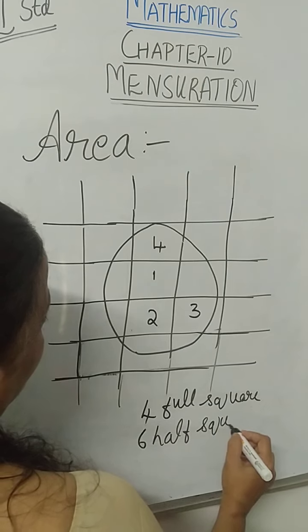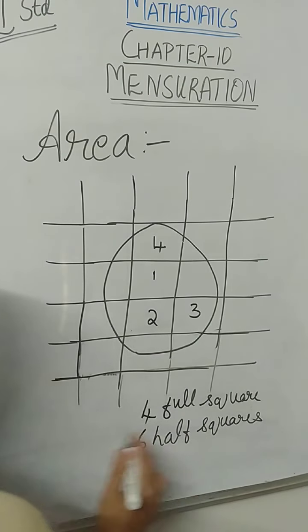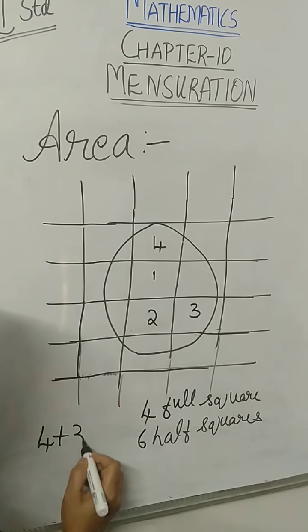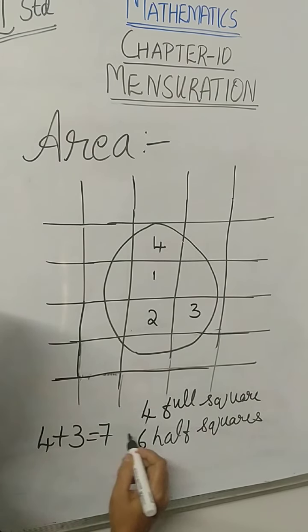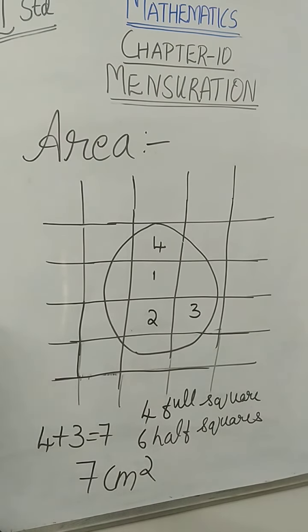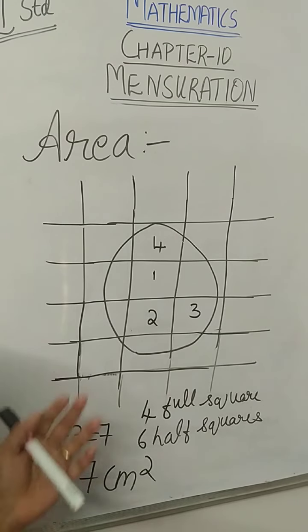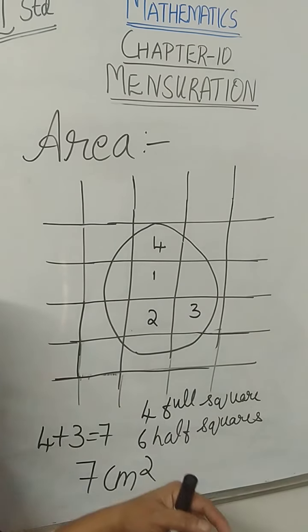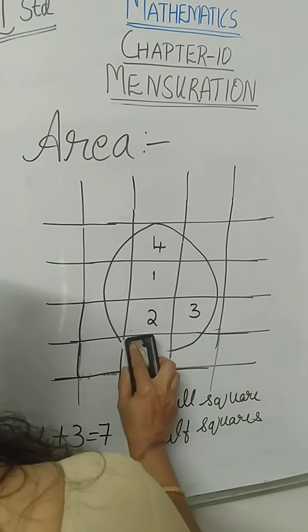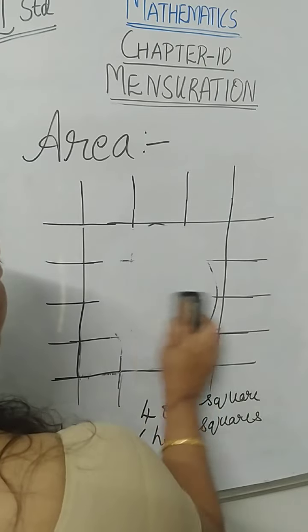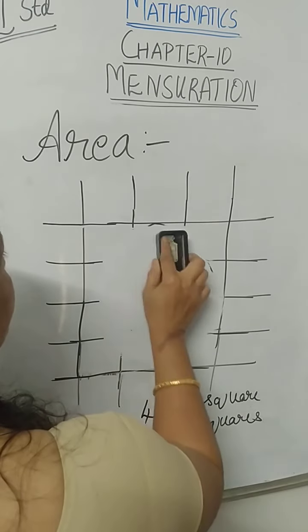So can we tell the area now? Now 4 plus 6 half squares, which means 3 full squares. So it is 7. So the area of this circle is 7 centimeter square. Yes, this is the way we calculate the area of irregular shapes. Now let us move on to the regular shapes. The same regular shape, if it is drawn on a graph sheet, how will you find out? Let us see.